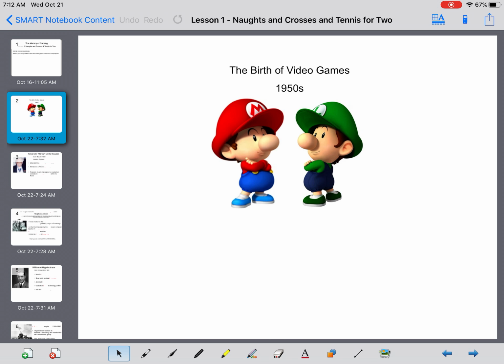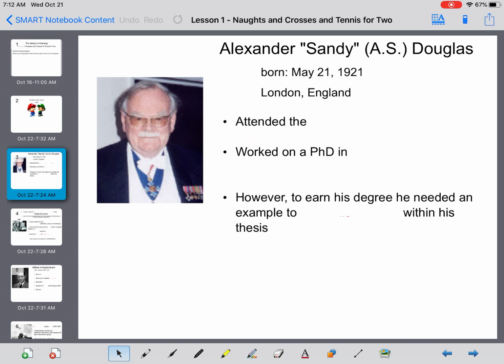Okay, so this is the birth of video games, the 1950s. This guy right here is Alexander Sandy Douglas. He was born May 21st, 1921 in London, England. He attended the University of Cambridge. He worked on a PhD in human-computer interactions. Yes, that was actually a curriculum back in the early or mid, I should say, 1900s.